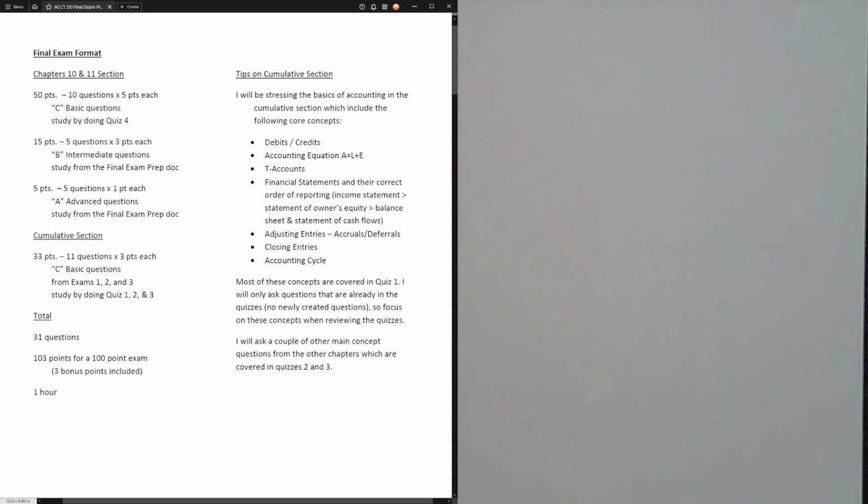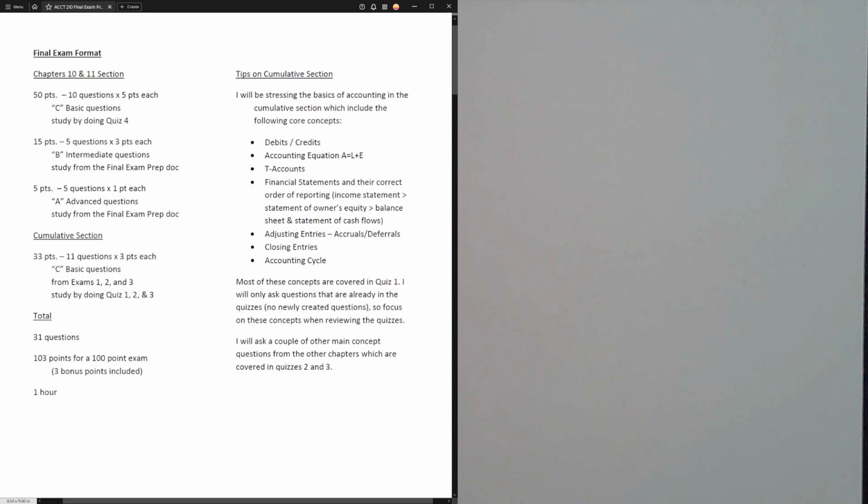What are my tips on the cumulative section? Well, I want people to come away from the intro level accounting by stressing the basics of accounting. And now I'm looking in the right-hand column. So what are debits and credits? What is the accounting equation? What are T accounts? What are the financial statements and their correct order?